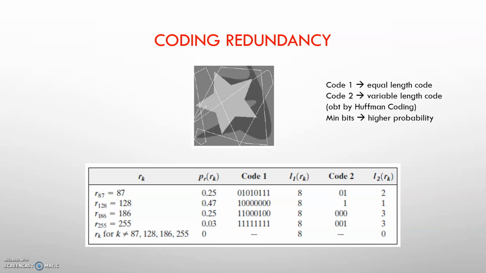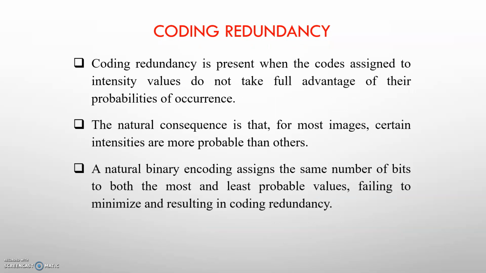We saw in the numerical which we did in the second video that the more data is to be transferred, the more bits are to be transferred, and then definitely it will take more time, which is quite obvious, right? The natural consequence is that for most images, certain intensities are more probable than others, which is a sure thing which we see in everyday life.